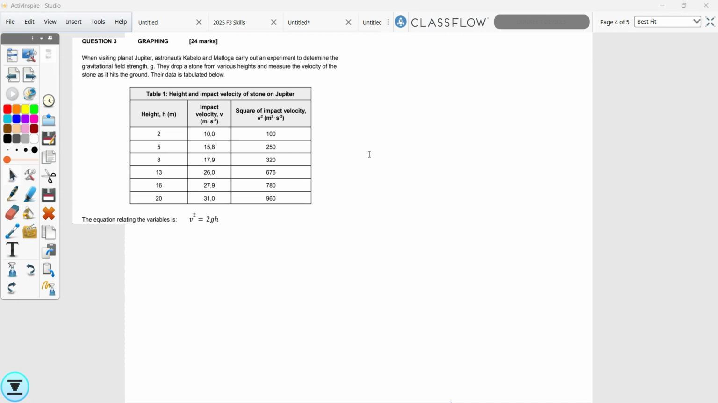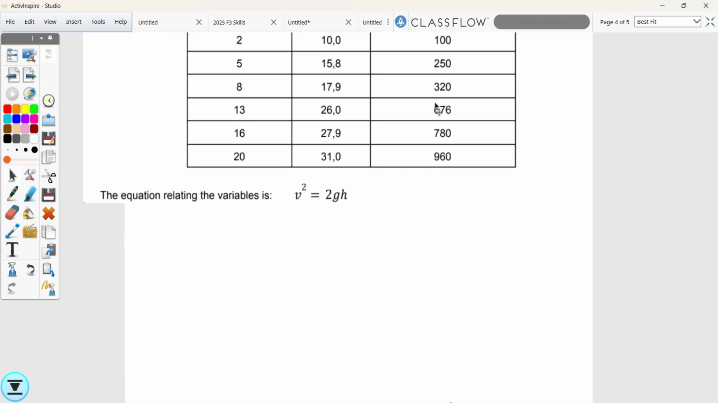Then from the equation, state the relationship between the height and the velocity. Let's look. Height and velocity. You've got velocity on this side and height on that side. Let me just go back here. I have velocity there, and I've got height on this side here. But which one is my dependent? The one on the left. Okay, so the velocity is my dependent.